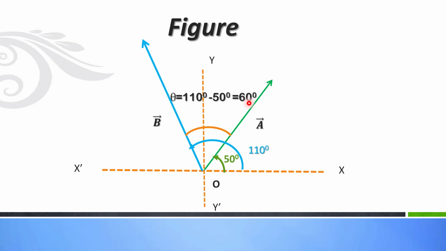So what we have done, we have drawn the two vectors according to the given data, vector A and vector B, vector A at 50 degrees, vector B at 110 degrees. Then we have calculated the angle between the two vectors. Now we will simply put the values in the formula.